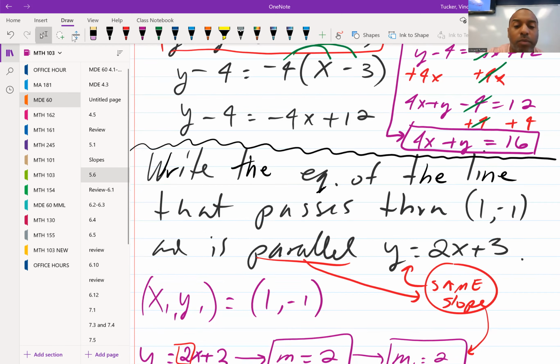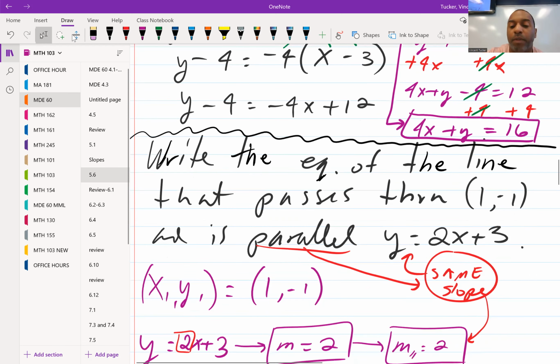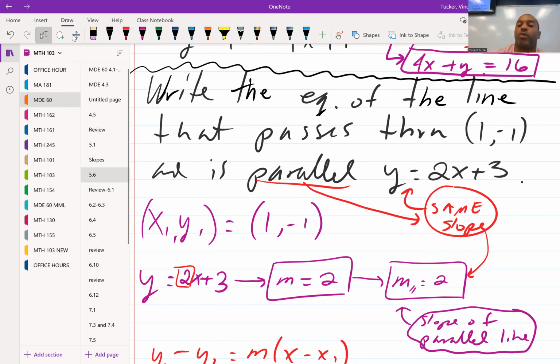All right. So we know our point, but we need a slope. So the slope of this line is going to be 2, because remember, if it's already solved for y, whatever's sitting in front of x is your slope. So m is our slope for that line. But if the line is parallel to it, it's going to have the same slope. So a line that's parallel to y equal to 2x plus 3 is going to have the same slope. If that slope is 2 for this equation, then the slope for the equation that's parallel to it is also 2.